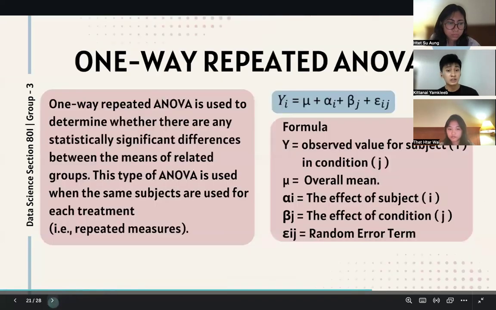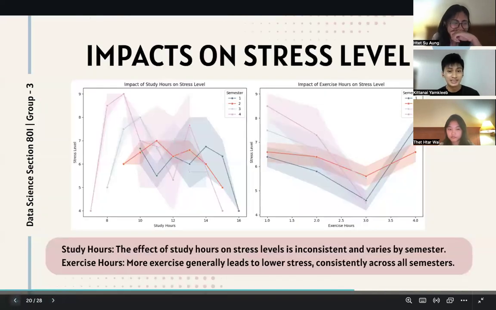On study hours, the effect on stress level is inconsistent and varies by semester. On exercise hours, more exercise generally leads to lower stress, consistently across all semesters, which can help teachers acknowledge students who have a hard time dealing with stress. So this chart can help teachers address that problem. On to the next slide.